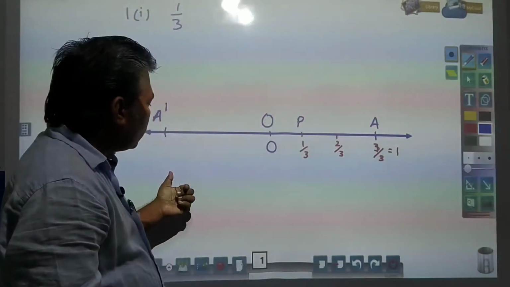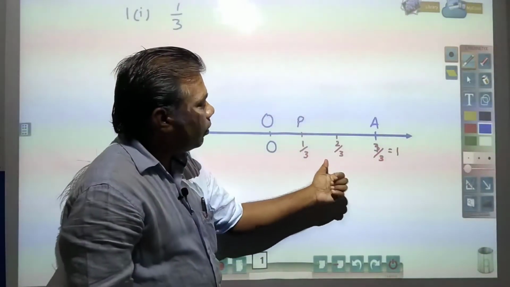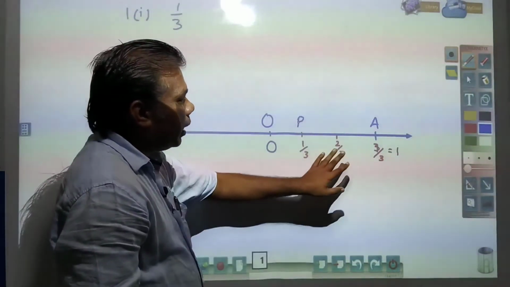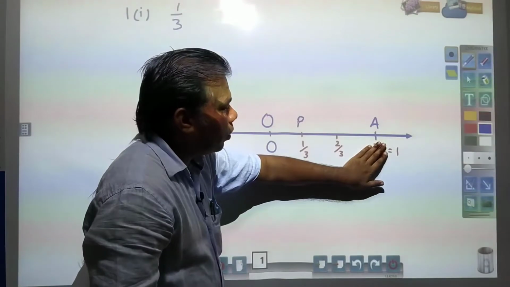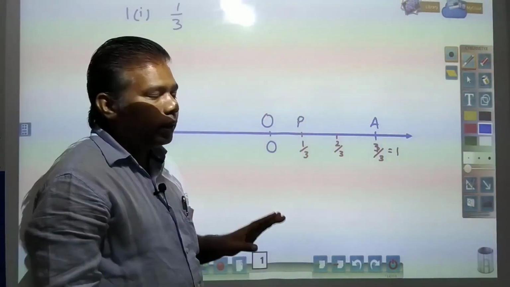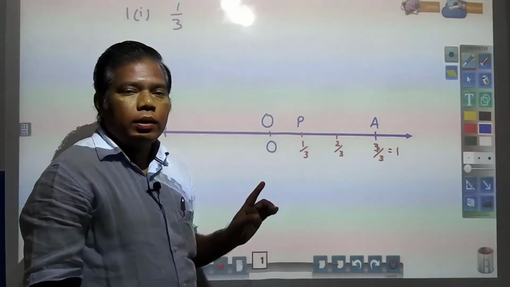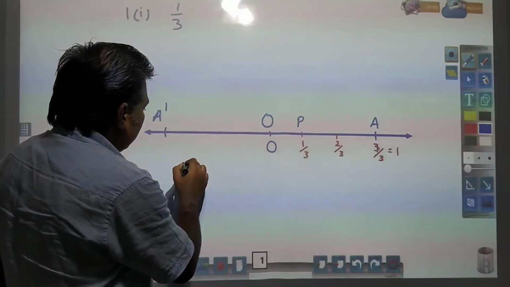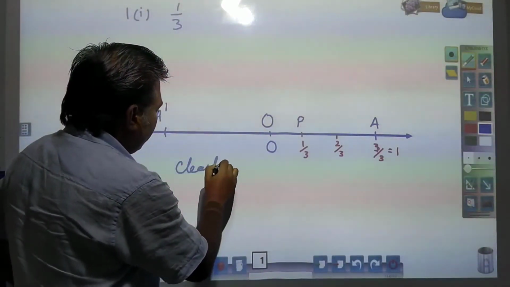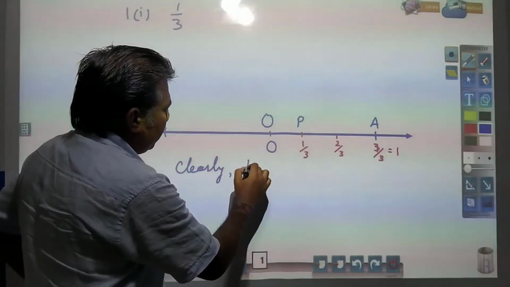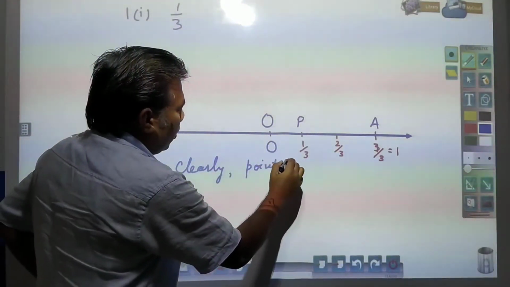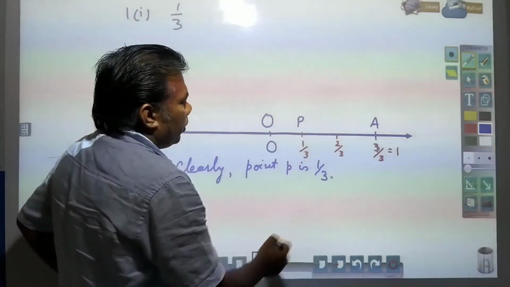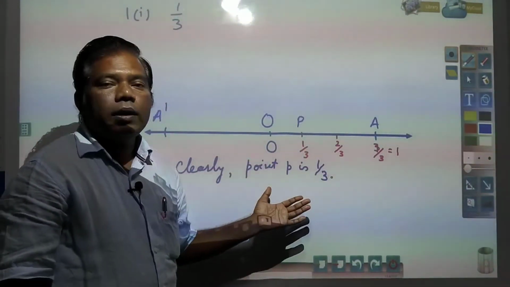So point P is 1 by 3. Here the answer could be written as point P is 1 by 3, or simply, these are not required to be written, only 1 by 3 is required to be written, and that will be your answer. So here you can write clearly, point P is 1 by 3, and this will be your answer. So in this way it is required to be done.